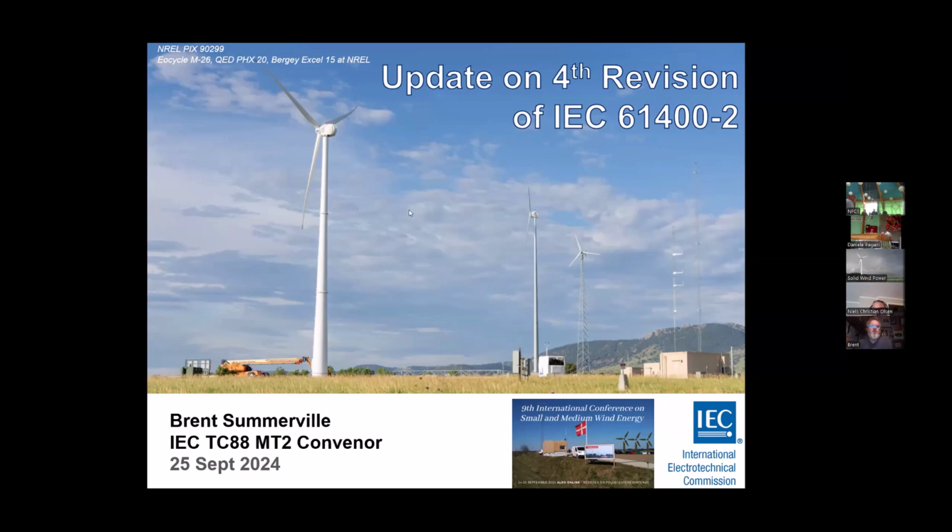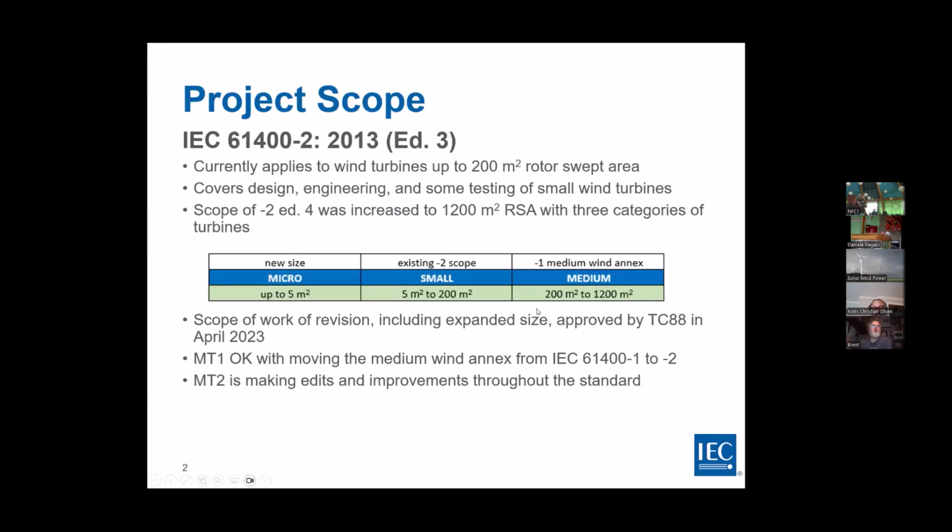Quick update on MT2. I'm the convener of IEC TC88's maintenance team for the IEC 61400-2 standard, which is currently in the process of being revised, working on the fourth revision of the -2 standard. The revision process is underway. The current -2 standard applies to electricity producing wind turbines currently up to 200 square meters of rotor swept area.